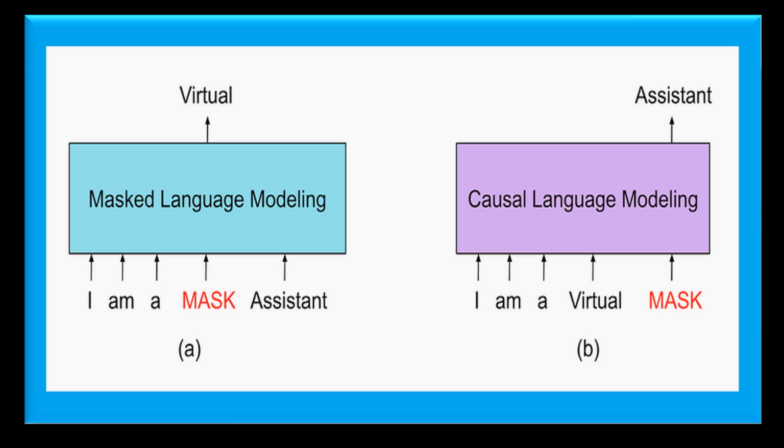tasks. So during masked language modeling training, a fraction of the tokens in a given input sequence are masked or replaced with a special token. The model is then asked to predict the original token based on the context provided by the remaining unmasked tokens in the sequence. For example, consider the following sentence. The quick brown fox jumps over the lazy dog.